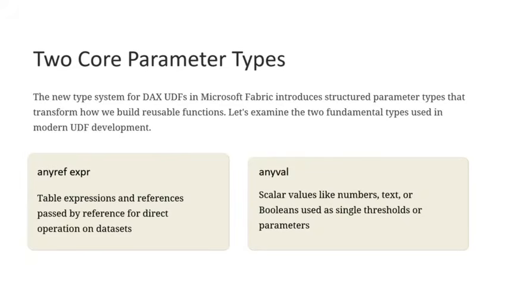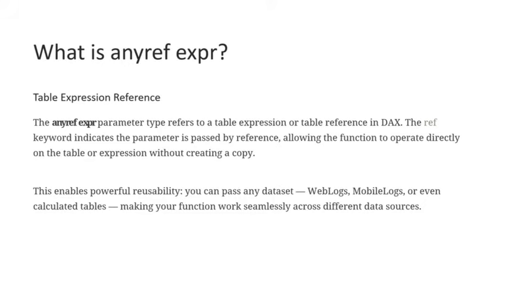Now let's look at the parameter types used here, anyref expr, and anyval. These are part of the new type system for DAX UDFs in Fabric, which makes functions more structured and self-descriptive. The first one, anyref expr, refers to a table expression or a table reference. The keyword ref means it is passed by reference, so the function operates directly on that table or expression. It allows you to pass any dataset like web logs, mobile logs, or even a calculated table, making the function completely reusable across data sources.